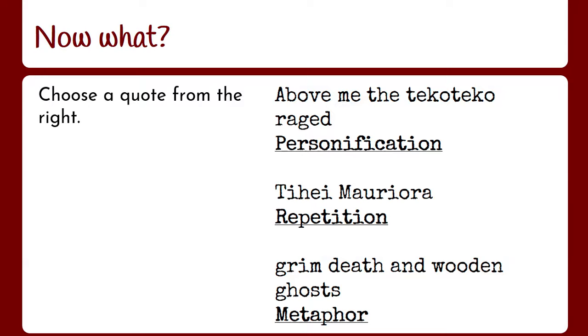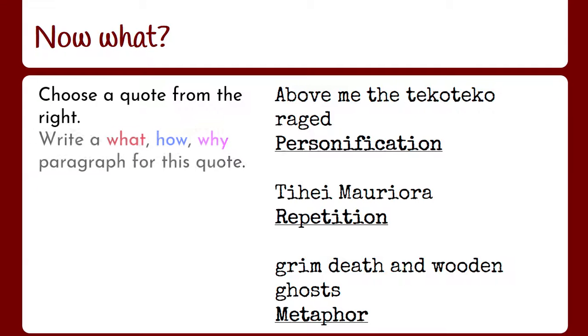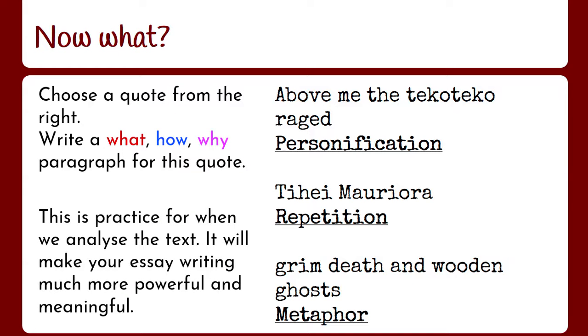So what you should be doing is you choose one of those quotes from the right and write a what, how, and why paragraph for it. Okay? So this is a practice for when we sit down and analyse the poem. And if you practice this process and get familiar with it, it'll make your essay writing much more powerful and meaningful because you will be able to clearly and succinctly, so in a short space of time, explain what the poem means. So I suggest you do this practice and let me have a look if you want to see if you're on the right track. So follow the steps, what, how, and why.